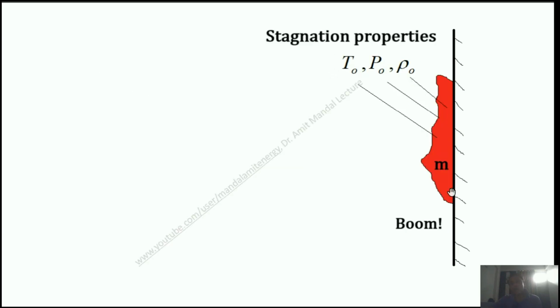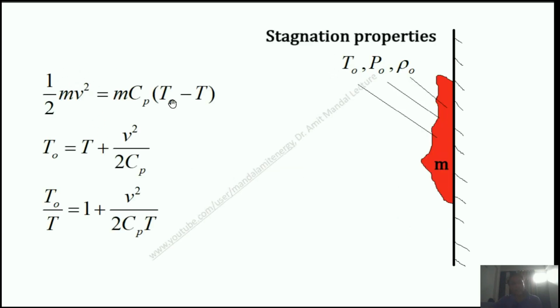Now, since the kinetic energy has been changed into heat energy, and I already told you the total heat content of a gas is given by m Cp dT. The initial temperature was the static temperature T, and the final temperature was the stagnation temperature. So half m V square equals m Cp (T0 minus T). We can cancel out this m, and ultimately T0 will be equal to V square by 2 Cp plus T, since Cp goes into the denominator on the left. So this will be the stagnation temperature.